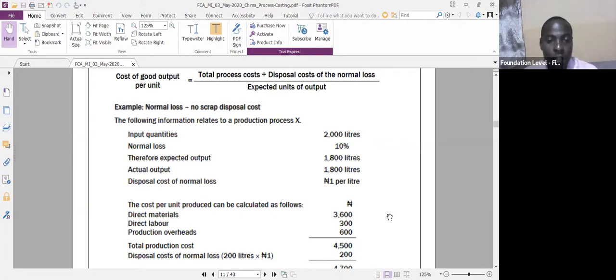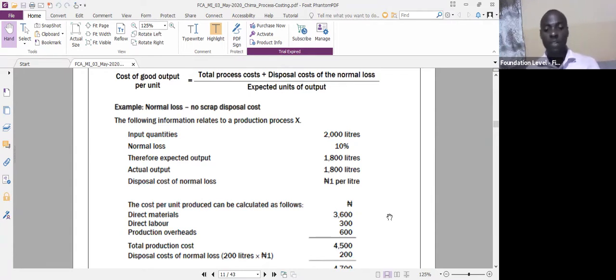Okay, look at this question. Normal input quantities is 2,000 units. Normal loss is 10%. That means expected output is 1,800 units. Actual output is 1,800 units. Look at the disposal cost of normal loss, 1 naira per unit. The cost per unit produced can be calculated as follows.